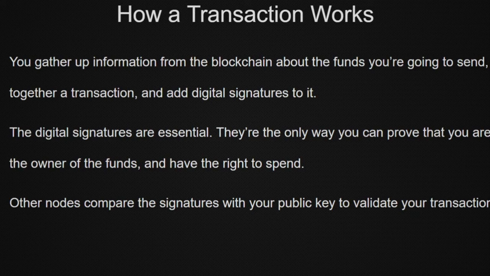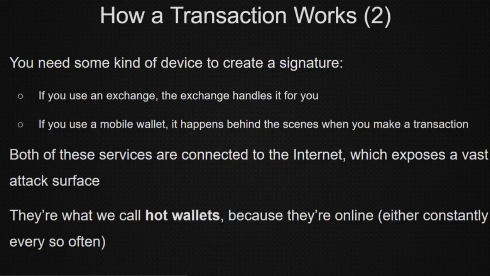So, with your private key, you have a public key that's linked, which is what you share when you're trying to give funds. And so other nodes can compare the public key with the signature, and they can say with certainty that only the person with that private key could produce the signature. And so that'll make your transaction valid if you do have the right to spend those funds.